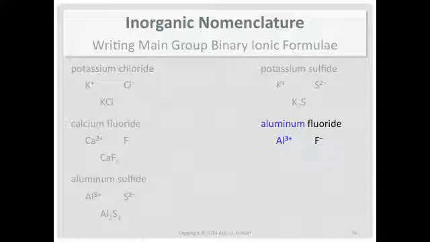Aluminum ion, 3 plus because it's in 3A. Fluoride, minus because it's in 7A. So the least common multiple of 3 and 1 is 3. So how many aluminums do you need? And how many fluorides do you need? 1 aluminum gets you a 3 plus, and 3 fluorides gets you a 3 minus.